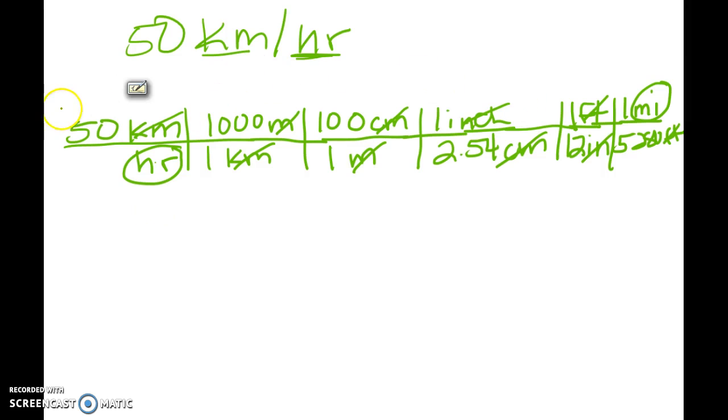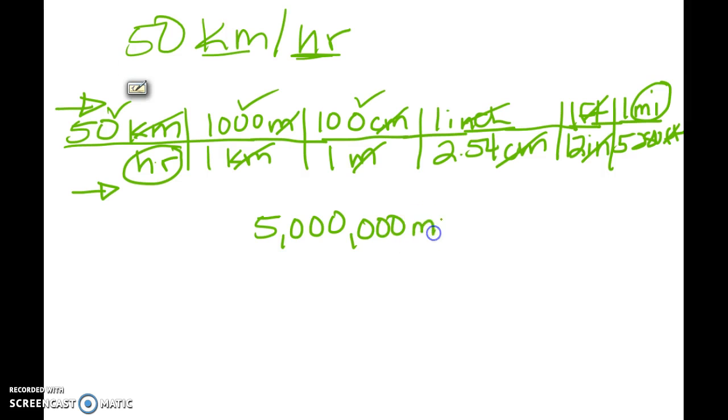Now all we have to do is multiply all the numbers across the top, multiply all the numbers across the bottom, and then we are done. So plug and chug, 50 times 1,000 times 100 times 1 times 1 times 1 is equal to 5 million miles per, because that's all this is, a fraction. It's 50 kilometers per, that's hour. Multiply everything across the bottom.